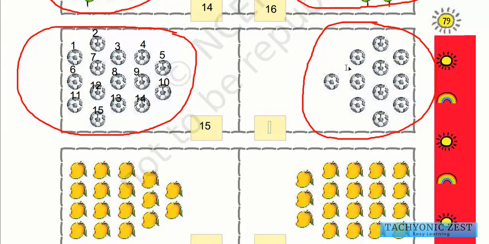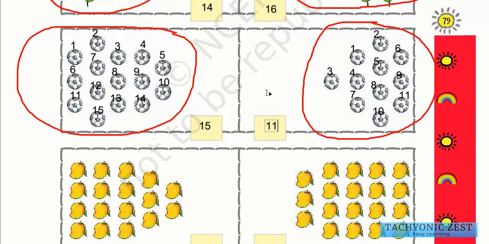Now in this group how many footballs are there? Let us count and see. So 1 2 3 4 5 6 7 8 9 10 11. So there are 11 footballs here.